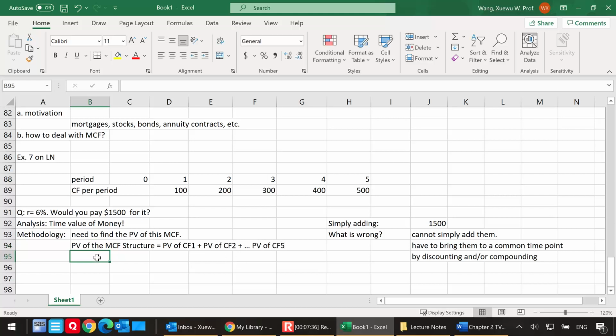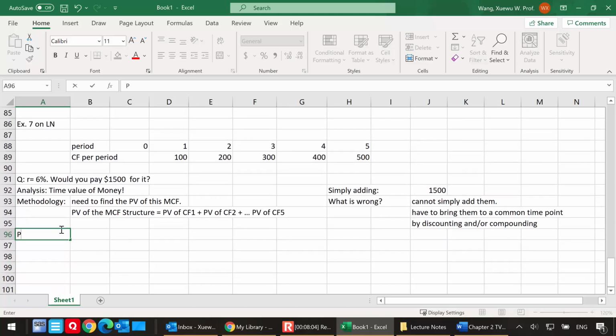All right. So the question is, how do you get the present value of these individual cash flows? Okay. So just remember, every time you're dealing with a multiple cash flow structure, the simplest way to find the present value of the entire structure is to break this down into many individual cash flows and get the present value of each individual cash flow.